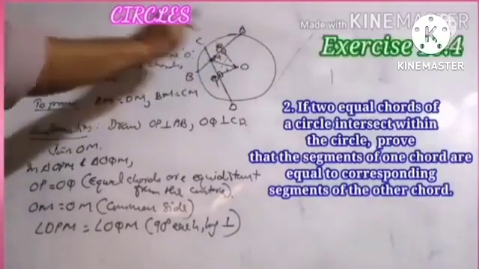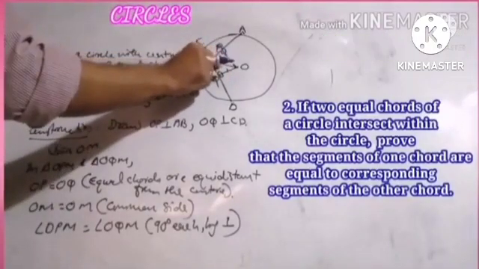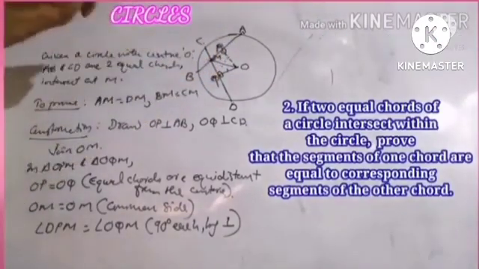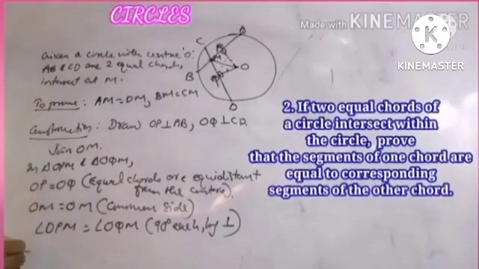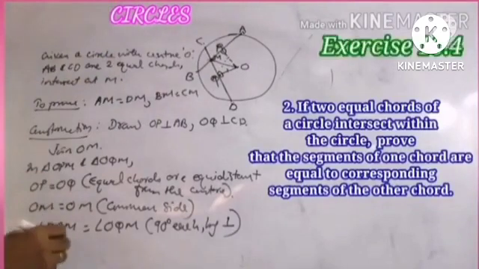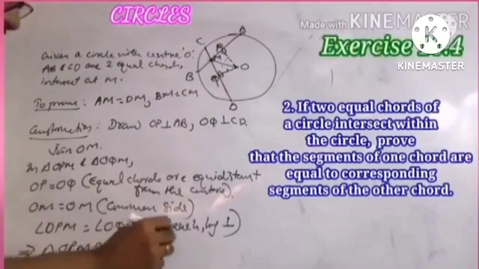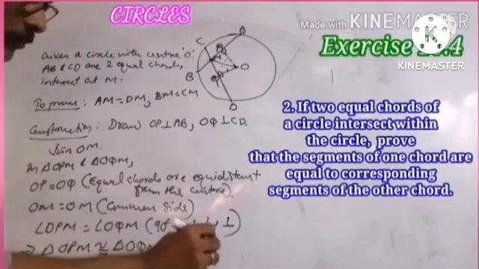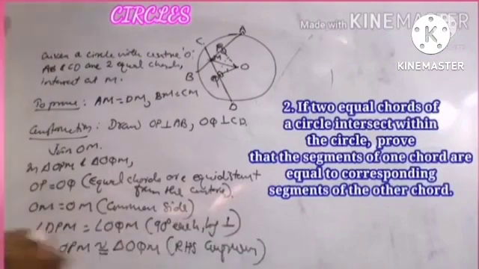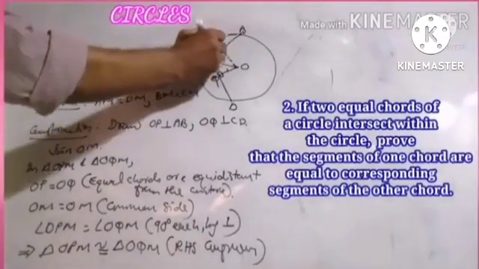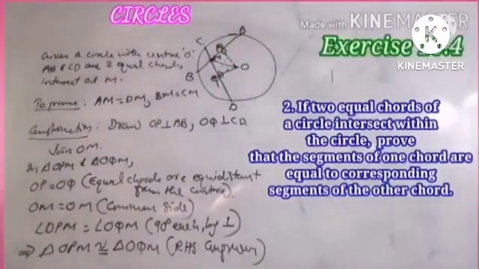Now we have two sides equal and one right angle. Among those two sides, one is the hypotenuse. Which is the hypotenuse? OM is the hypotenuse. So one hypotenuse, one side, and one right angle represent RHS congruency, which implies triangle OPM is congruent to triangle OQM by RHS congruency. Then PM equal to QM.